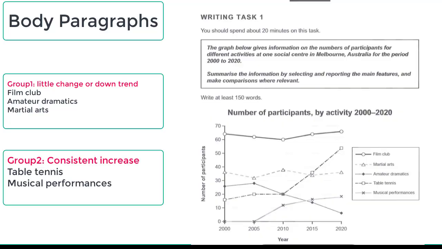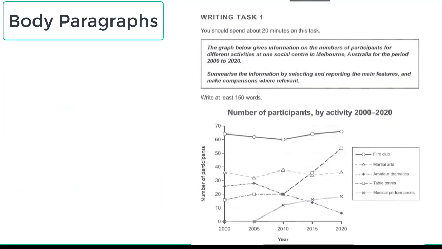However, in body paragraph 2, you can see that table tennis, musical performances, they both have consistent growth, so it's logical to group them in body paragraph 2. So remember, when you write body paragraph 1, you can use comparison, use complex structure to make your sentences more advanced, hence score higher.